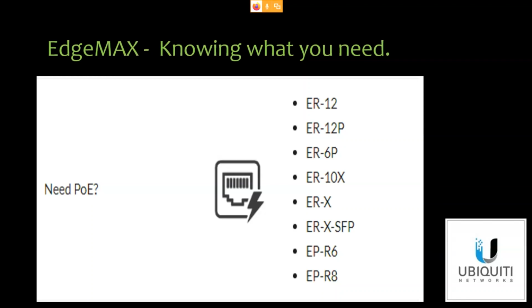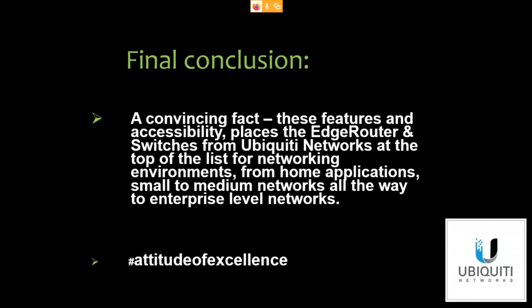Like I said, knowing what you need is an essential part of your networking infrastructure. And what's that saying? Failing to plan means that your plan will fail. Some of the options there, and then of course the final conclusion is a convincing fact that these features and accessibility place the EdgeRouter and switches from Ubiquiti Networks at the top of your list for networking environments, from home applications and small to medium networks all the way through to enterprise levels.